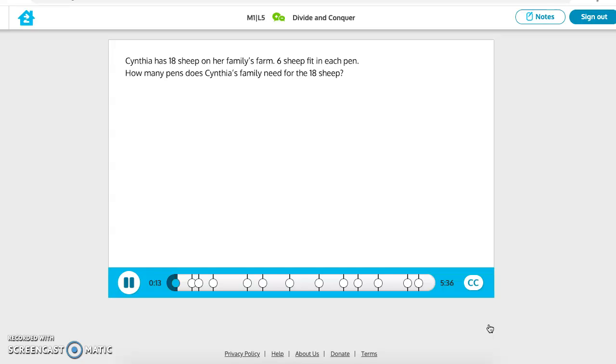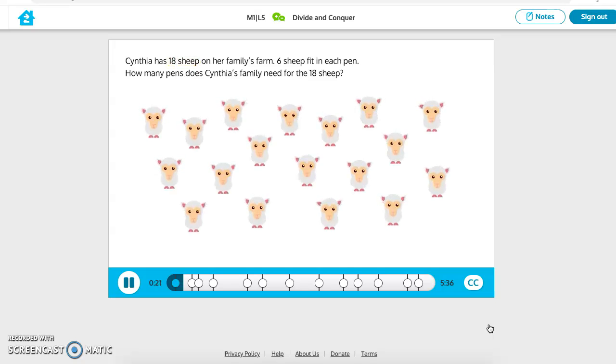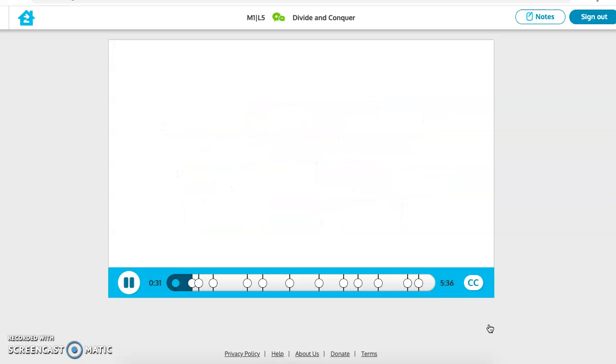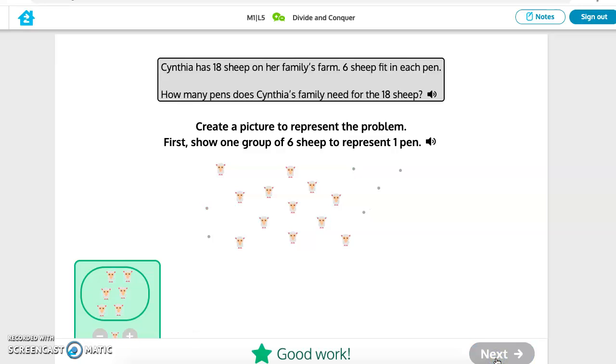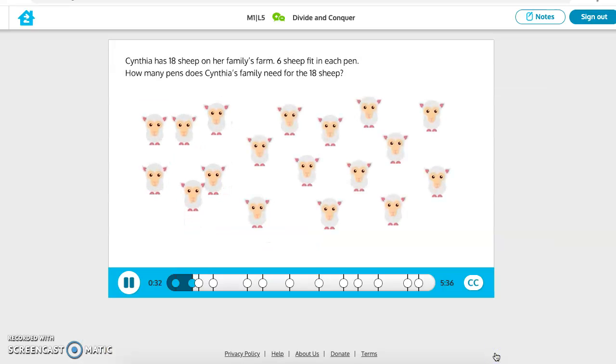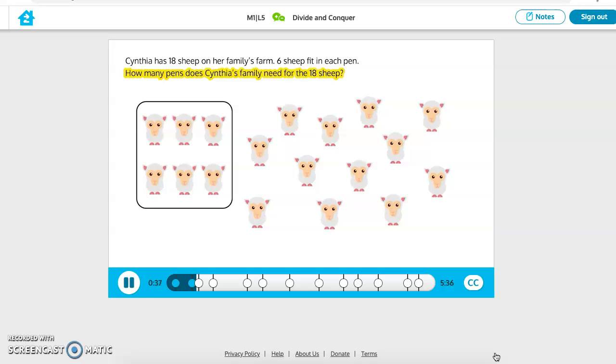Let's create a picture to represent the problem. We know there are a total of 18 sheep on Cynthia's family farm, and there will be 6 sheep in each pen. That's the size of each group. Can you show one group of 6? So if each pen can hold 6 sheep, how many pens does Cynthia's family need?